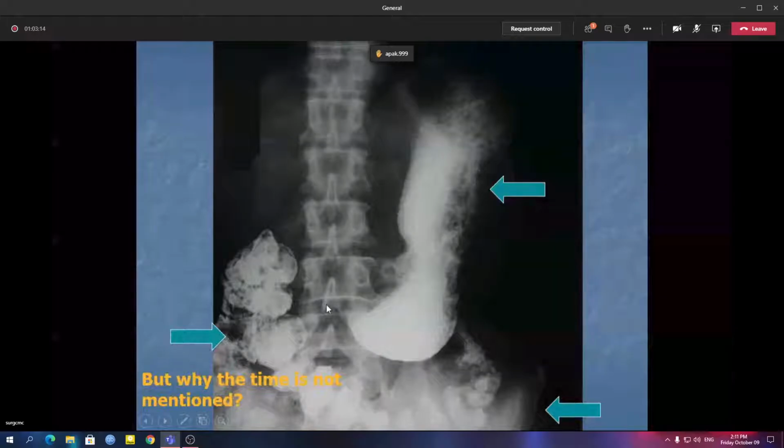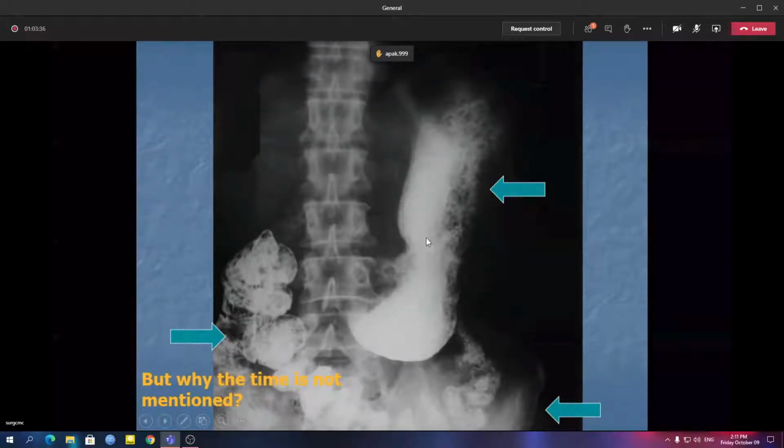Somebody was asking at that point of time. A chronically obstructed pylorus giving rise to a hugely distended stomach. Stomach has gone up to the pelvis. Normally, do we have stomach up to the pelvis? Do you think so? No. So it's a hugely distended stomach. Yes or no?